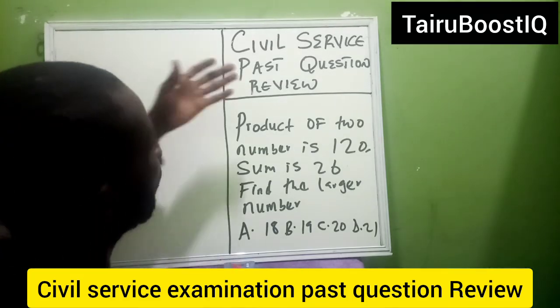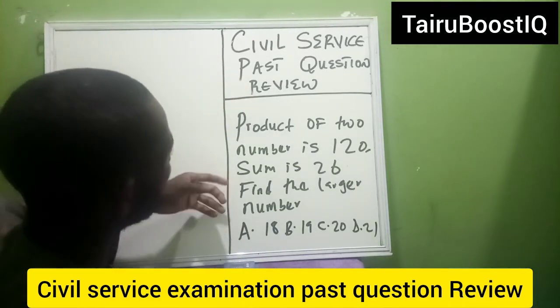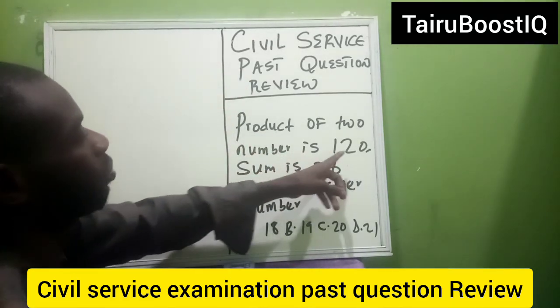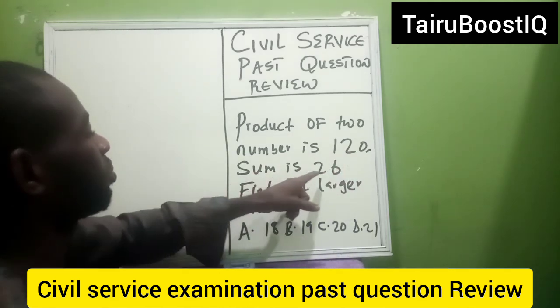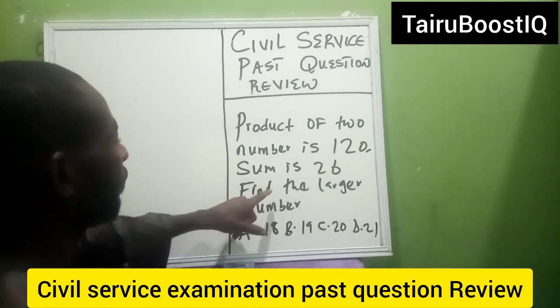Let's solve this question on civil service past question review. The question says the product of two numbers is 120, and the sum is 26. Find the larger number.